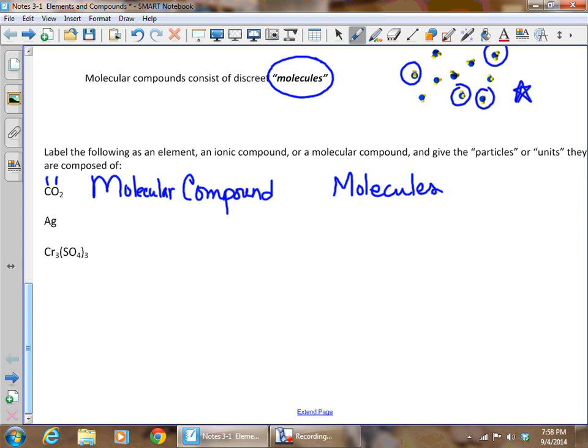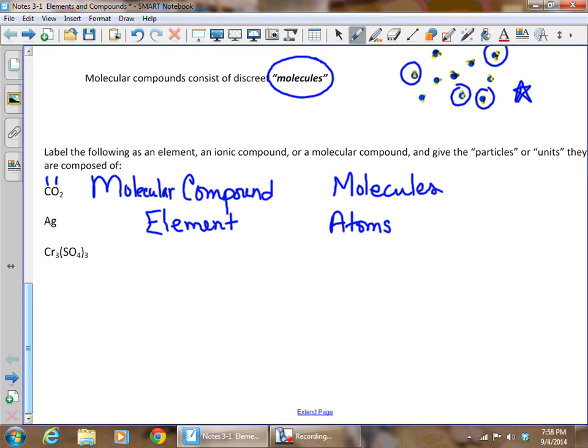The next one has a single element symbol, Ag. That single element symbol indicates to us that this is an element. And since it is an element, it is made up of atoms.